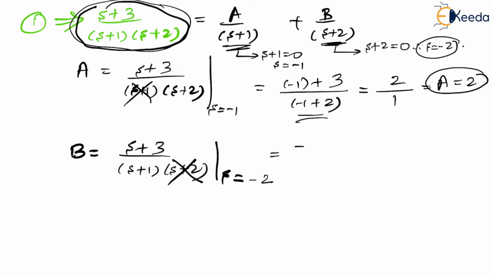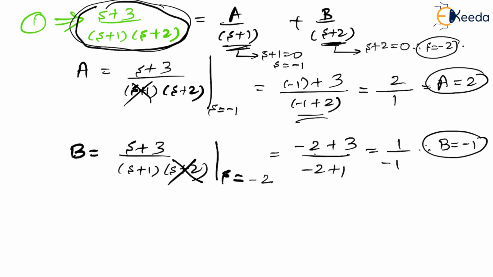Is that right? So if I equate this, in place of s, if I put minus 2, I get minus 2 plus 3 upon minus 2 plus 1. So what do I get here is, minus 2 plus 3 is nothing but 1, 1 upon minus 1, therefore b is nothing but minus 1. I hope it is clear.